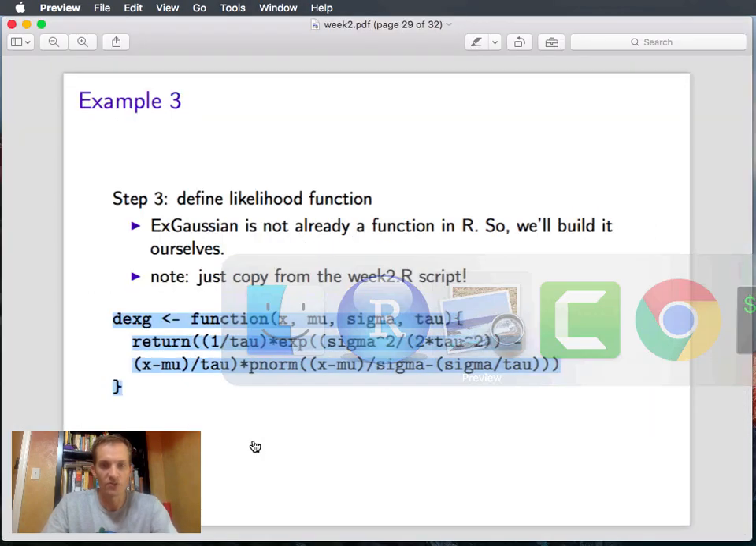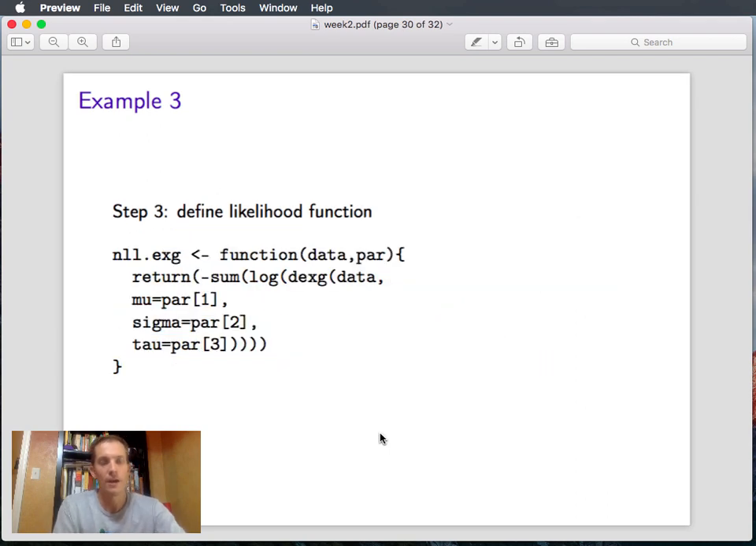So that's step 2. Step 3 is to define the likelihood function. So just like before, we have NLL as the prefix. It's telling us this is a negative log likelihood. EXG for ex-Gaussian. This is a function of data and parameters, just like before. But this time I have 3 parameters.